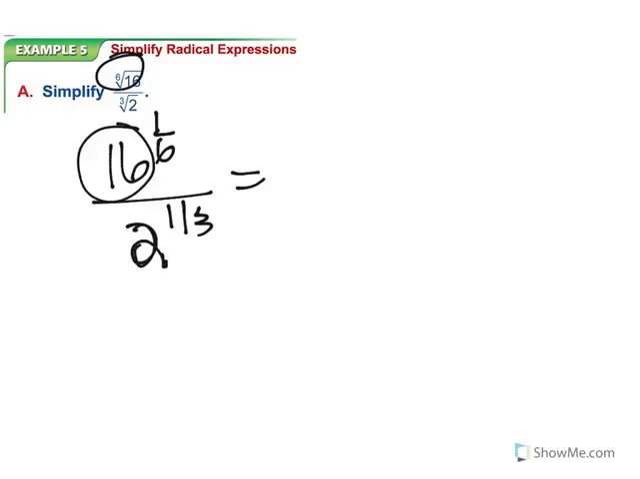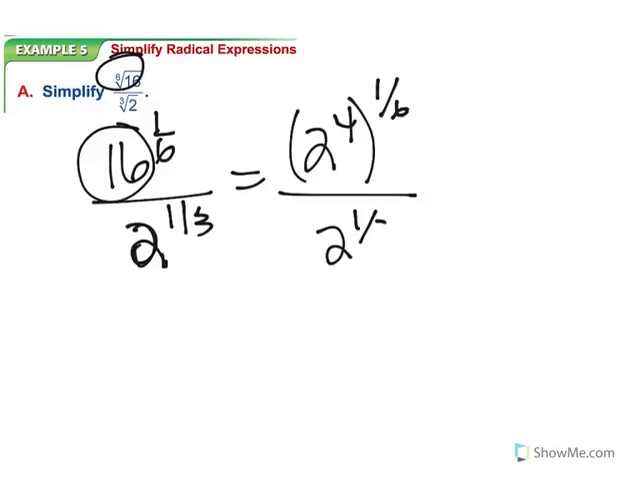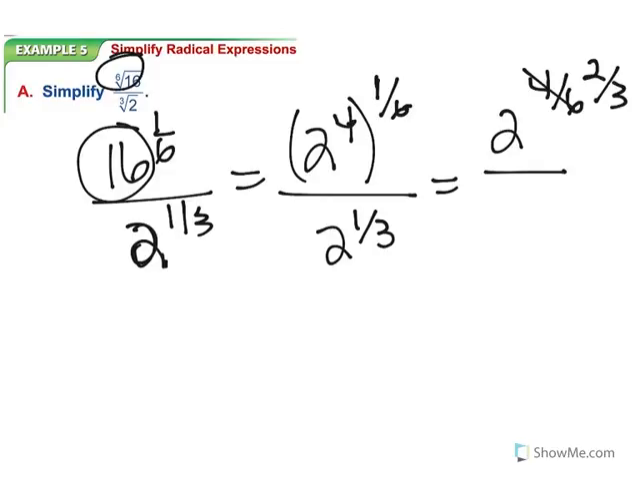And we know that we can rewrite 16 as 2 to the 4th power. So we have 2 to the 4th power to the 1/6 power over 2 to the 1/3 power. So now we use our exponent rules, and we can multiply 4 times 1/6 to get 2 raised to the 4/6, which is just the same as 2/3. And then that's going to be over 2 to the 1/3 power.